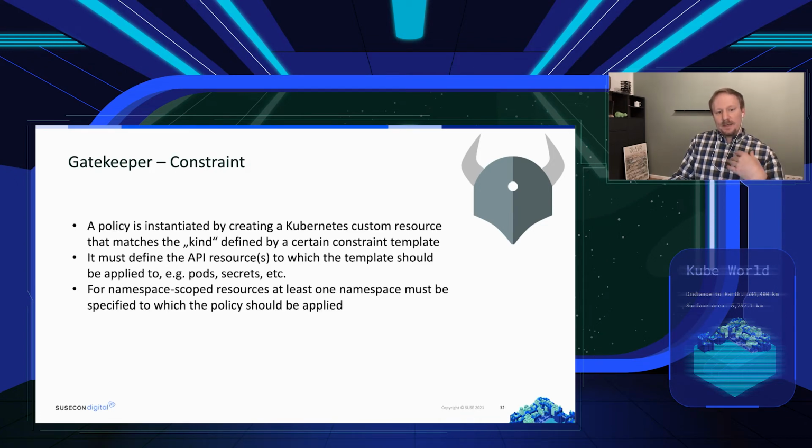And then the second part is the constraint. So the constraint is how you instantiate a template in a specific context, for example, in a specific namespace or a specific cluster. The constraint must define the API resources to which the template should be applied. For example, I want to apply it to pods or to ingresses or to secrets. And for namespace scope users, it must also define in which namespace the specific policy applies.